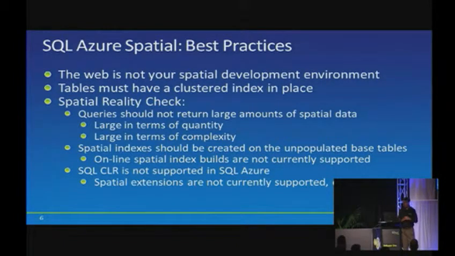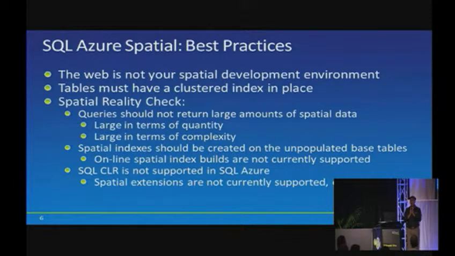Okay, spatial index should be created on unpopulated base tables. What does that mean? It means you're going to be loading into a live index. And why is that? Because of 2 reasons. We don't support online spatial index builds. And it would be very nice if we did. Needless to say, I could easily imagine myself losing my voice talking to my colleagues about why we should have this. But suffice it to say, there are no plans at the moment to do online spatial index builds. What does that mean?